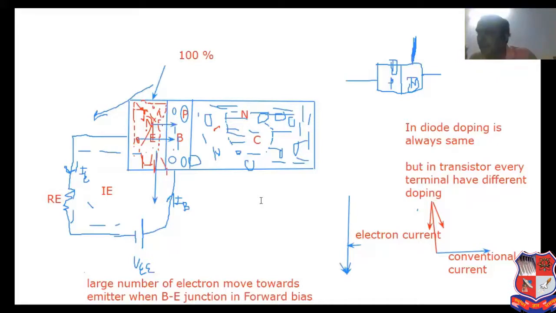So what is our target? Amplification. We want to amplify the signal. It is not possible with forward bias. That's why the collector base junction is always present in reverse bias.